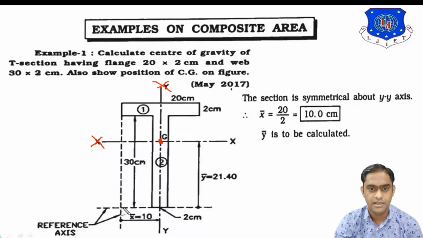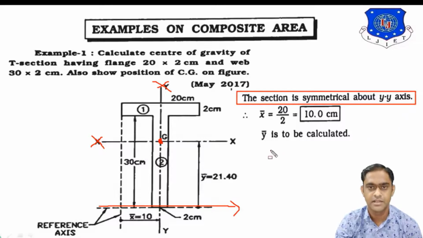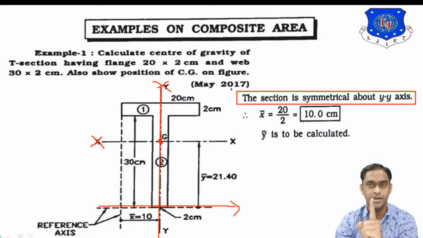So forget these figures. Now according to rule, from the bottom axis you can draw x-axis. Now the most important thing, what is written over here? It is written that the section is symmetrical about y-axis. Now what is symmetrical? Symmetrical means what? If you draw or if you cut this T section exactly like this, then it will show left and right both parts exactly similar. So it means the figure is symmetrical about y-axis.